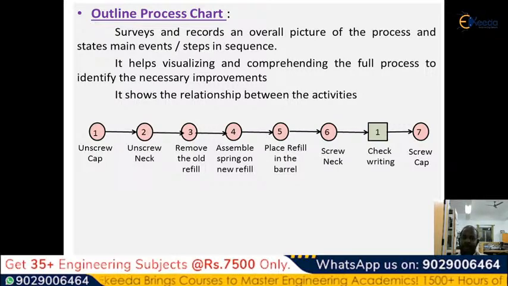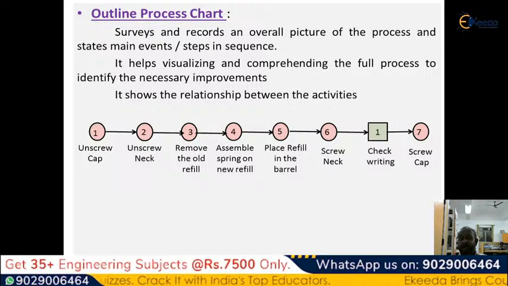So just remember the symbols. A circle indicates the operation, a square indicates inspection, D indicates a delay, and then transportation, all this is going to be there. Now when you take a product, a pen, what you are going to do is remove the cap, remove the neck of the pen, then remove your old refill, then assemble the spring, then insert the refill inside the barrel, then screw on the neck.